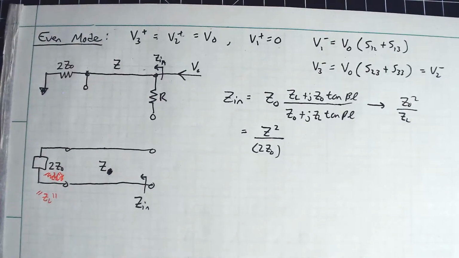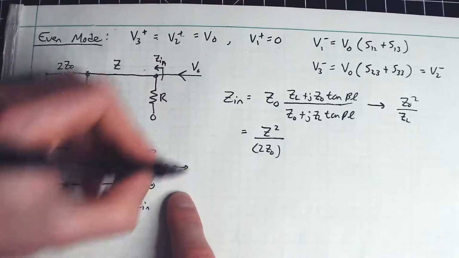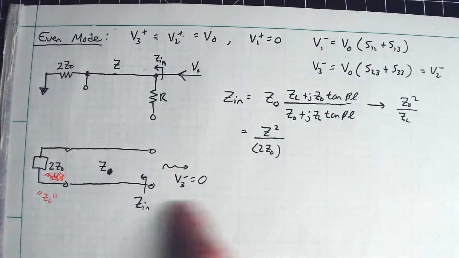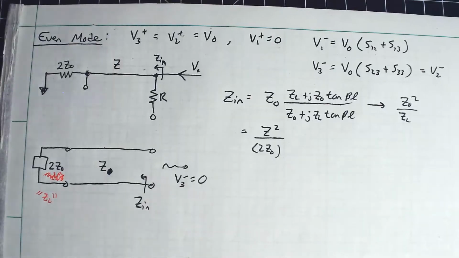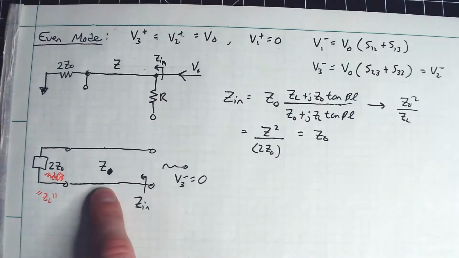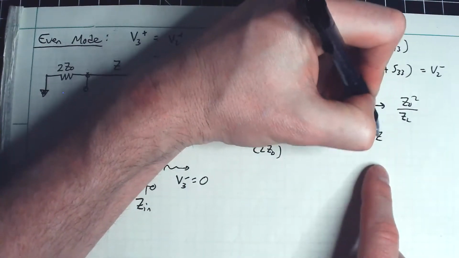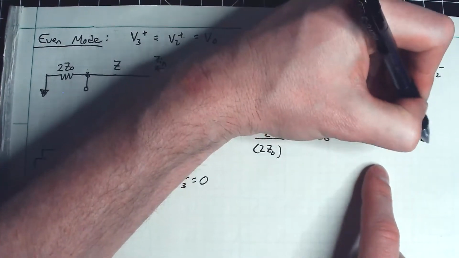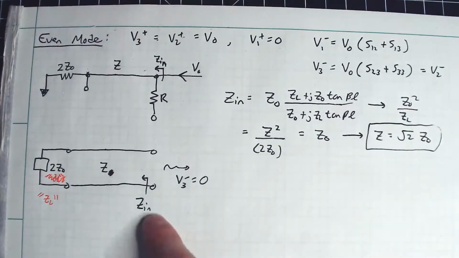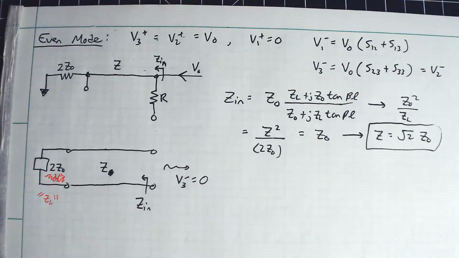So what value should I pick for Z? Well, the obvious answer is I don't want there to be any reflections going out here. So I'm going to impose the condition V3 minus is equal to 0. I want no reflections. I want this thing to be matched. So that means this has to equal Z0. So if I solve for this mysterious transmission line impedance here, what you get is simply Z is equal to the square root of 2 times Z0. So if I choose this value for that characteristic impedance, I am guaranteed there will be no reflections here. Under the even excitation, okay, it's going to behave as if it's matched.